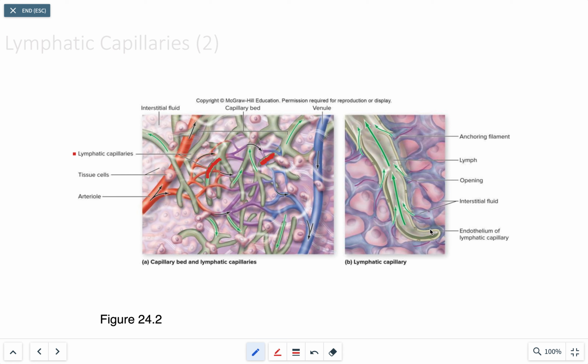So this is a blown-up version of it. So we can see the openings here. These are the one-way valves, part of the endothelial lining of the capillaries. We see in the capillary system this region here. So in the venous and arterial capillary beds, we see interstitial fluid. Once the interstitial fluid enters into the lymphatic capillaries, we then give it the term lymph. So now the lymph will be running from the lymphatic capillaries into lymphatic vessels, then into lymph nodes, and eventually back into circulation.